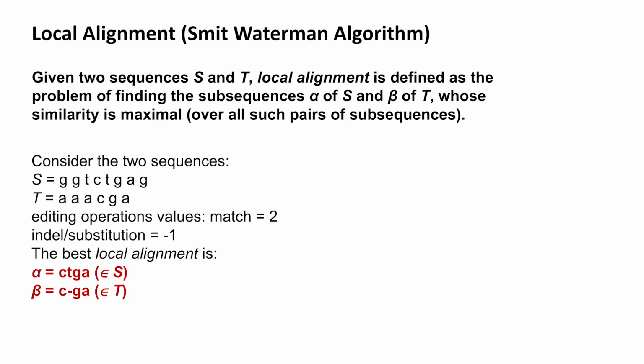So, here a case has been taken: alpha, which is a part of sequence 1, and beta, the part of sequence 2 or the target sequence, whose alignment has been shown by the edit operation values, considering match plus 2, indel and substitution minus 1. The best alignment is shown here in red, where alpha belongs to the part of source S and beta belongs to the part of T.